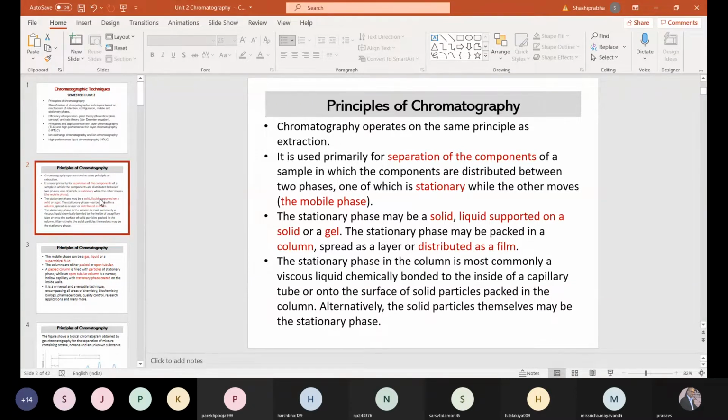Now, if you look at the types of stationary phases available, when we look at the forms of samples available in nature, we find substances to be present as solids, liquids, or gases. For a phase to be stationary, it is understood that it cannot be a gas. So therefore, there are three forms of stationary phases. So stationary phase can be a solid.